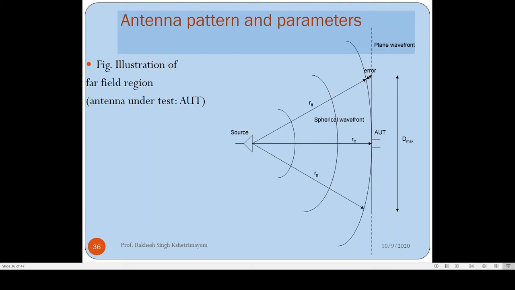Basically Dmax here is the maximum dimension of this antenna under test, the AUT. This is the Dmax. So this antenna is capturing this source wavefront. When it captures this source wavefront, how much error is there at the edges? Maximum permissible error was decided during the Second World War. It was pi by 8 because the accuracy with which phase can be measured during that time was pi by 8. So this phase error should be pi by 8. It should be lesser than that. Then we are in the far field of the antenna.